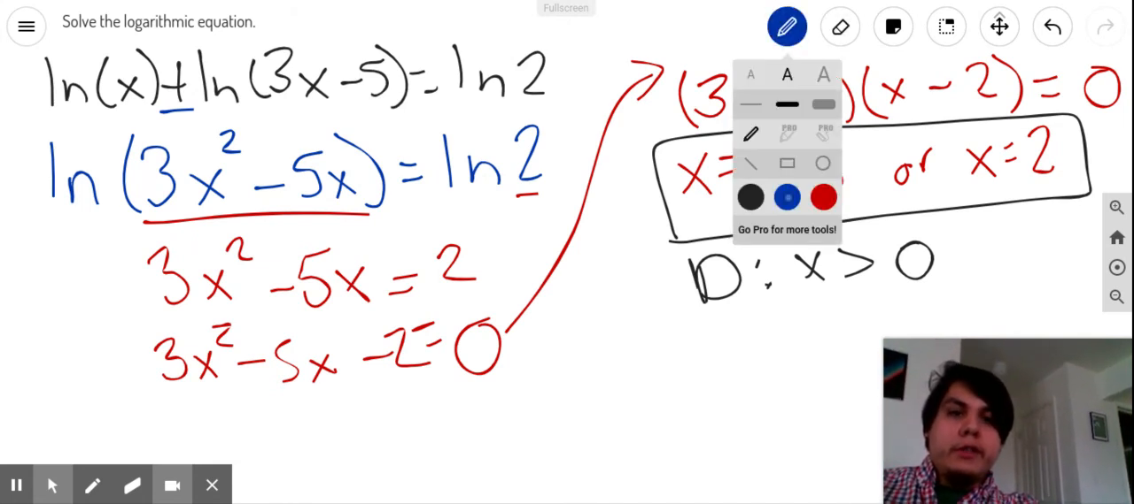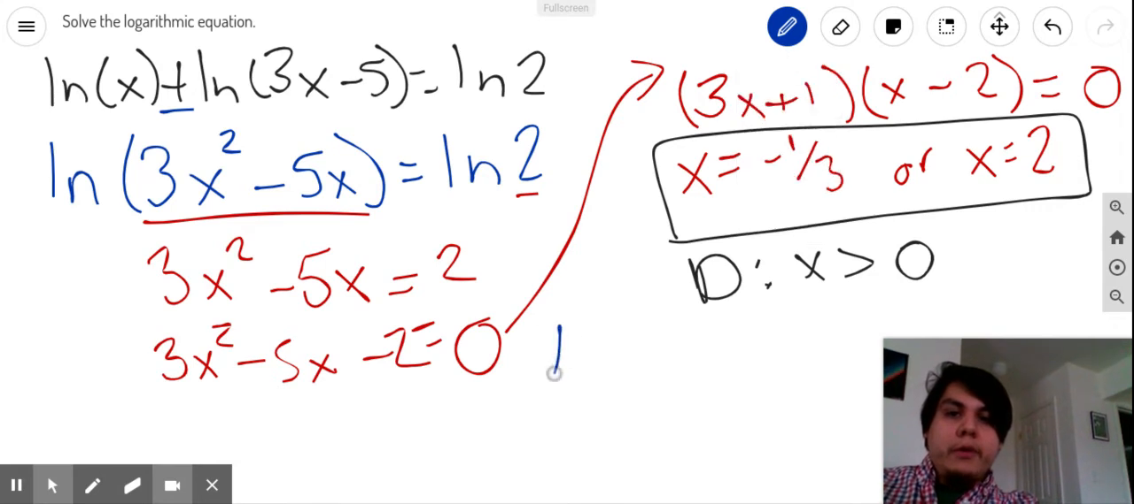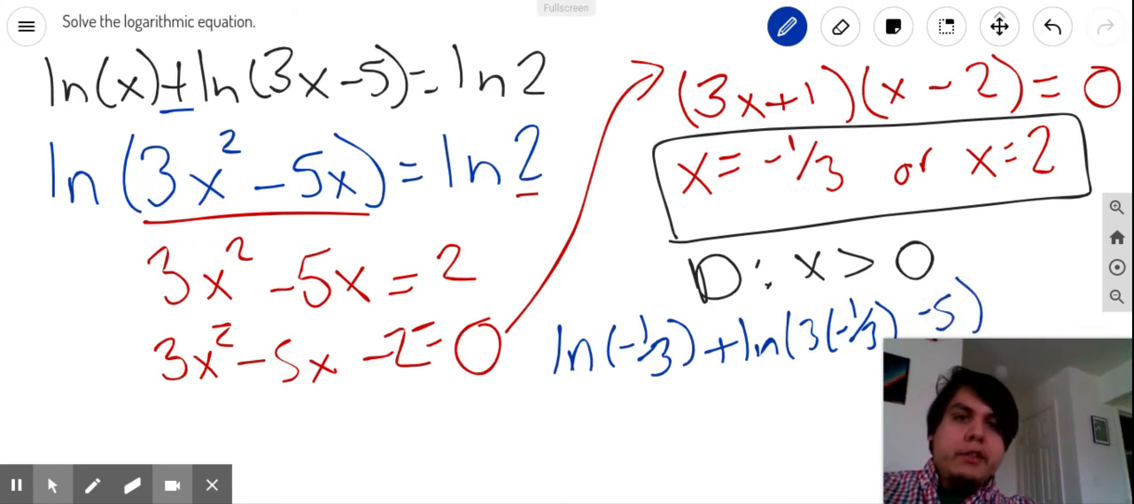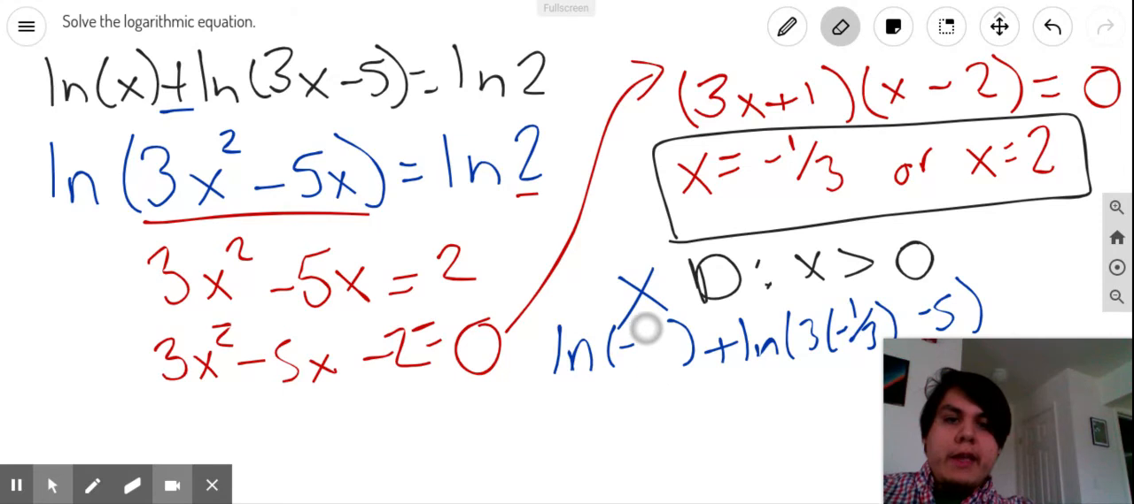Let's change colors, let's say blue again. So natural log of negative 1/3. Nope, that's out, that doesn't work. That gives me an invalid argument because that can't be true. All right, so now we're going to take that and replace it with the other possible answer that we found.